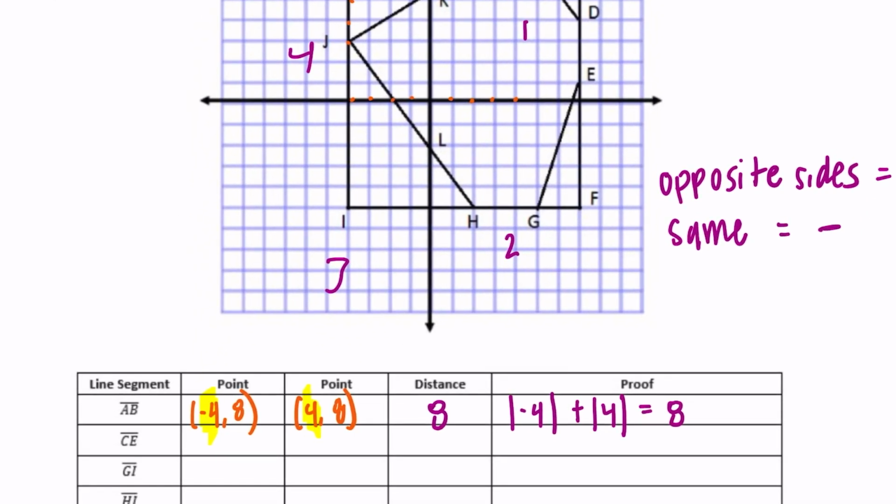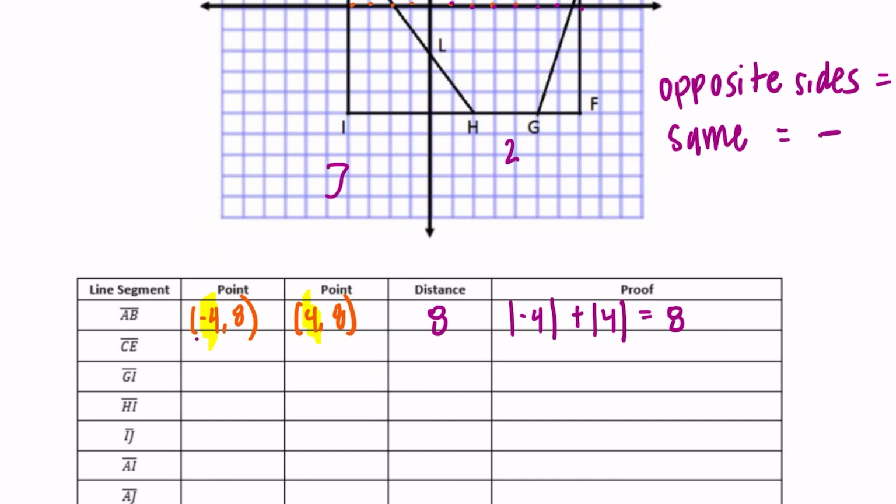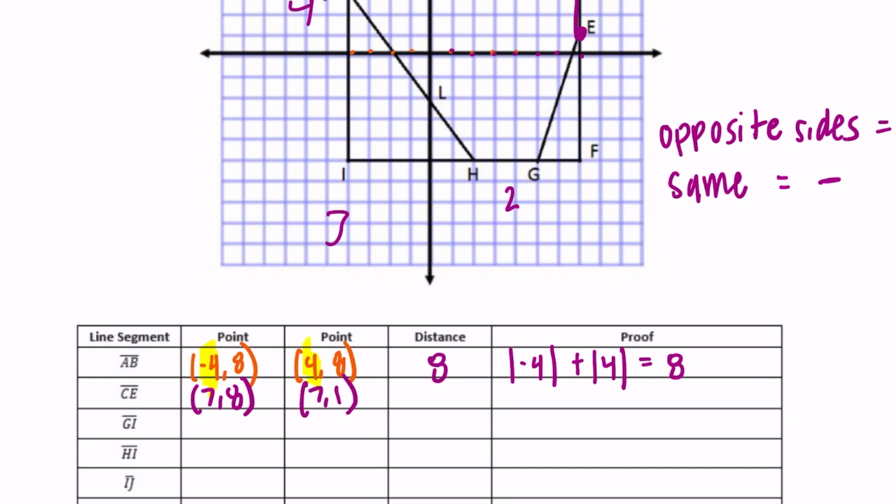All right, CE. So we have C and E. So C is at 7, 8. E is at 7, 1. So they differ here on the 8 and 1, but they're in the same quadrant, so we're going to subtract them. So we have the absolute value of 8 minus the absolute value of 1 is equal to 7.